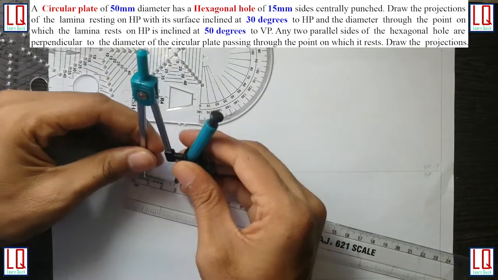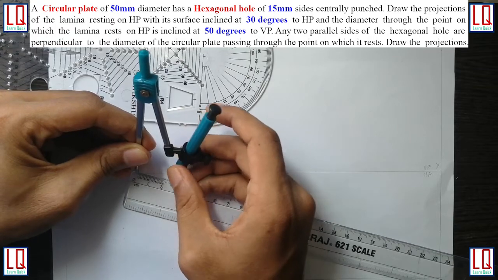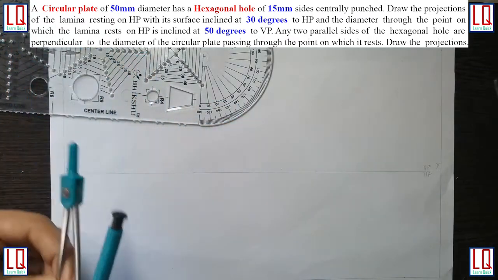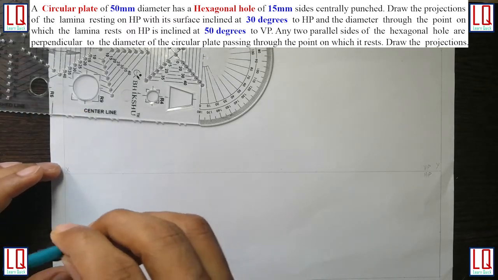So now measure 25 mm in your compass and draw a circle below XY line in your step 1.